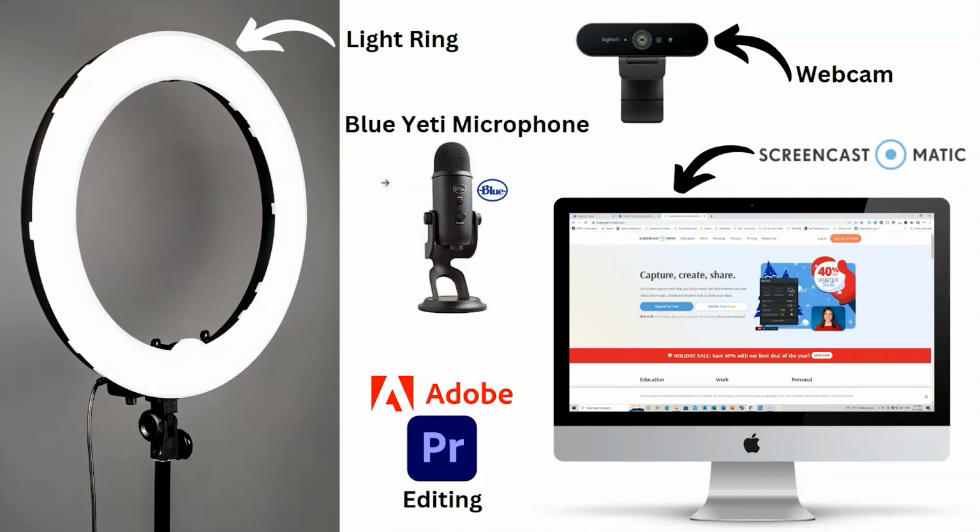And these are the items that I use for my course creation. I've got a light ring. You can pick one of those up from your local superstore. They're not very expensive, and you don't need to go expensive with these. I've got one that sits behind my monitor and my webcam, and I think I got it for maybe $15-20.